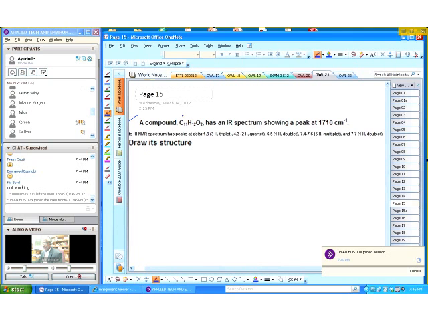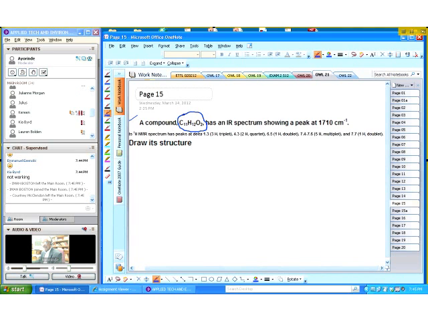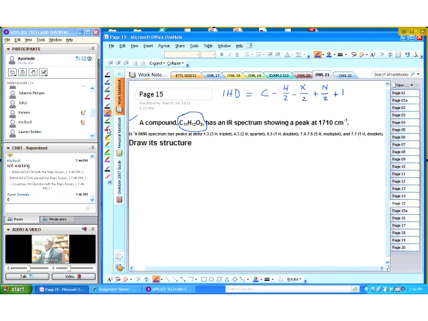Now, for this problem, let us start with the formula. They have given us the spectroscopic data, the IR data and the NMR data. The first thing we need to determine here is the index of hydrogen deficiency, IHD, for which the formula is C, the number of carbon atoms, minus H, the number of hydrogens divided by 2, minus the number of halogens divided by 2, plus the number of nitrogens divided by 2, plus 1.